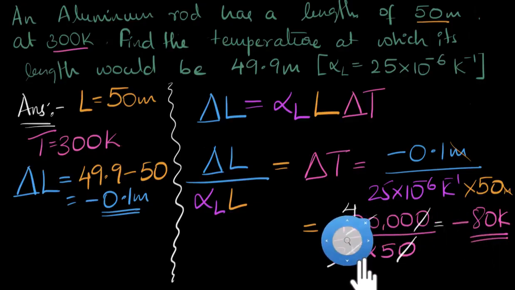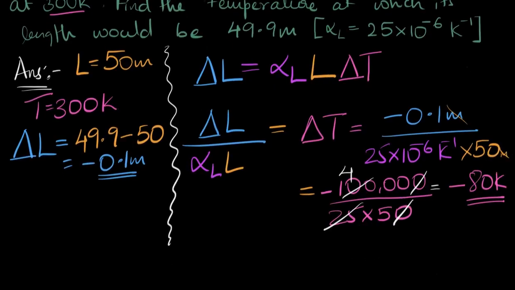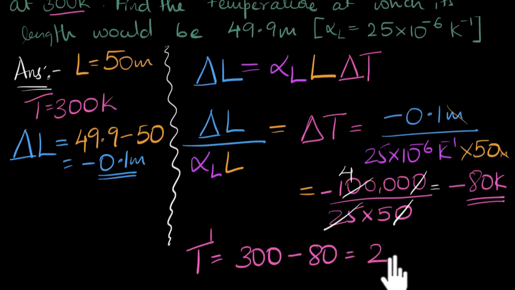Well, let's just write that down. All right. So the final temperature would be the current temperature 300 minus 80. And that would be 220 Kelvin. Ta-da! That is the answer. So that is the temperature at which the whole thing would shrink to 49.9 meters.